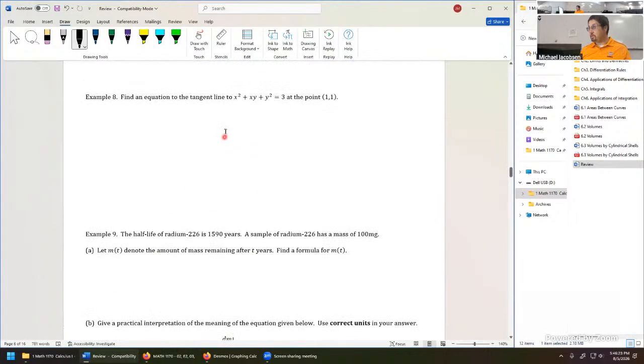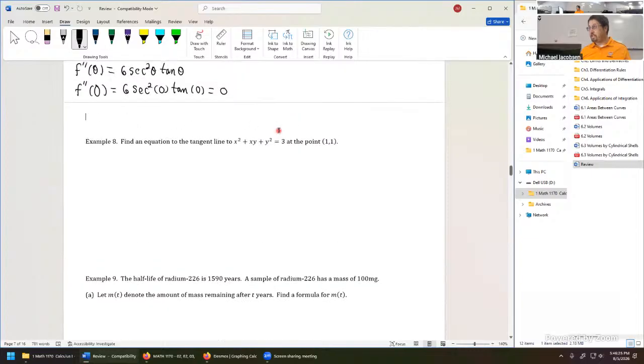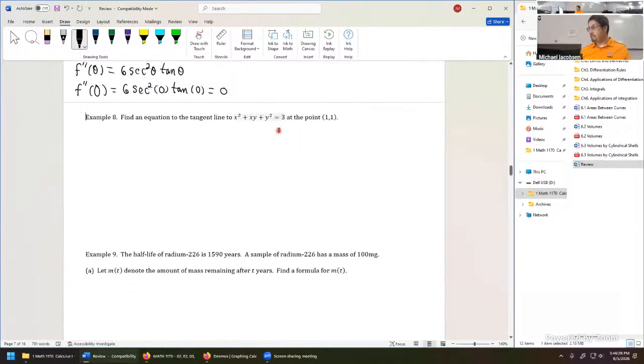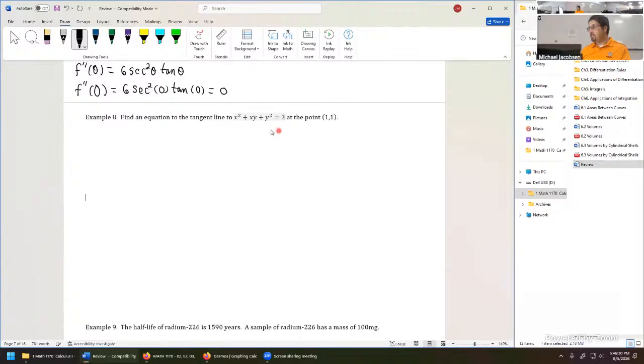So we're moving on to still more differentiation on example number 8. We want to find the equation of the tangent line to this interesting curve right here at the point (1, 1). This one's tricky because the skill that we're going to practice on this one is implicit differentiation.